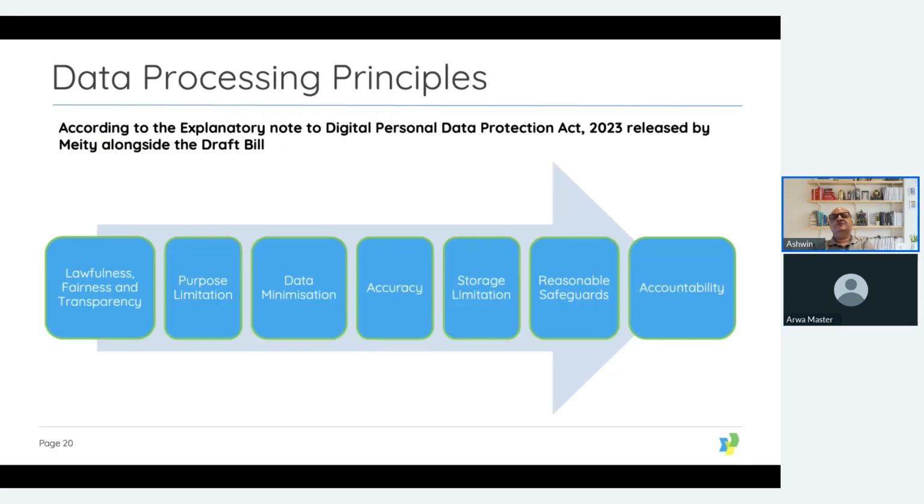There are a few principles behind the new DPDP bill when it was presented. It said that it wanted to do lawful processing, purpose limitation, data minimization, accuracy, storage limitation, reasonable safeguards, and accountability. These are the principles on which the draft bill, when it was presented, was made.